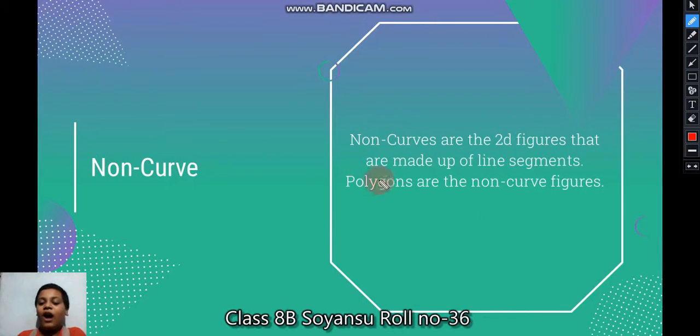Non-curves are the figures that are made up of line segments. Polygons are non-curves. All polygons are non-curves. Non-curves are made up of line segments, but curves are not made up of line segments.